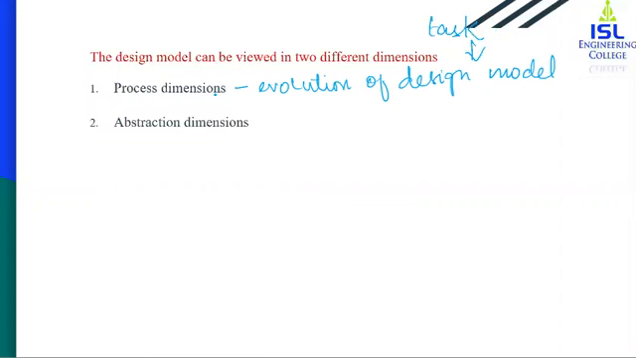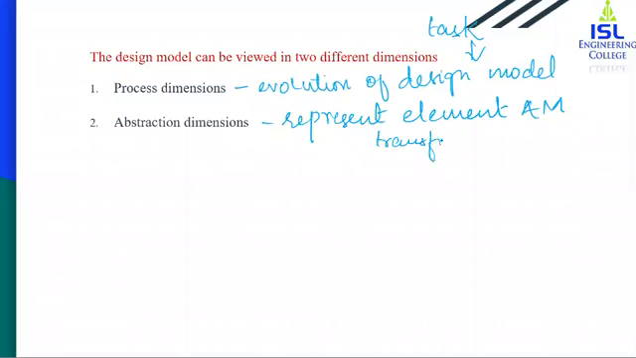Then the next one is the abstraction dimension. What is the abstraction dimension? The abstraction dimension is going to represent each element of the analysis model. The elements of the analysis model are gathered within the requirement engineering phase. So it is going to take all the elements of your analysis model and transform them into a design.